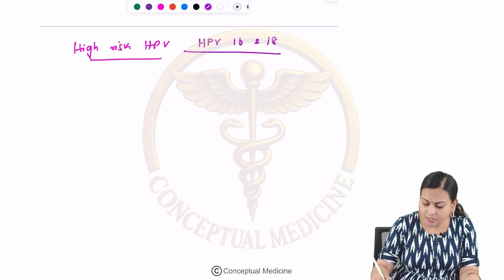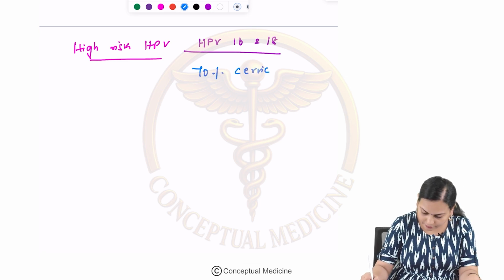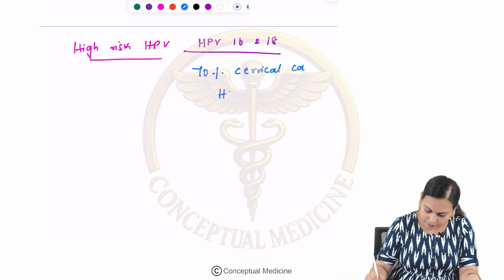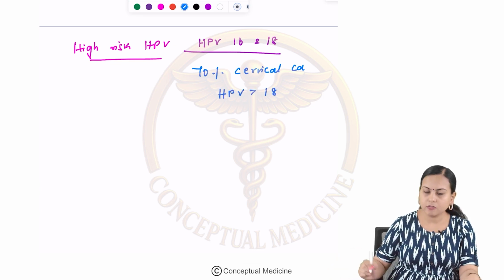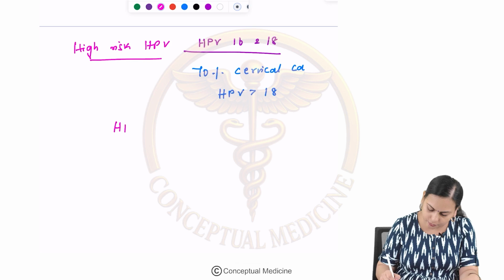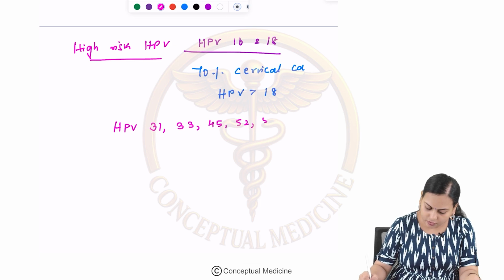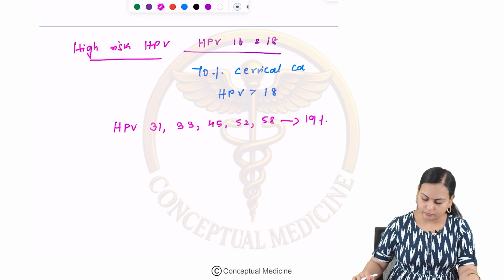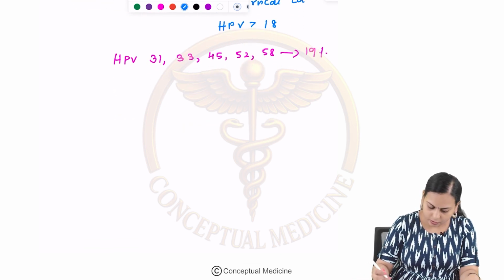These are responsible for causing 70% of cervical carcinomas. And among 16 and 18, HPV 16 carries more risk when compared to 18. Also, we have other types of HPV like HPV 31, 33, 45, 52 and 58. These will cause about 19% of cervical cancer. Right. Now, what happens when HPV infects an epithelial cell?